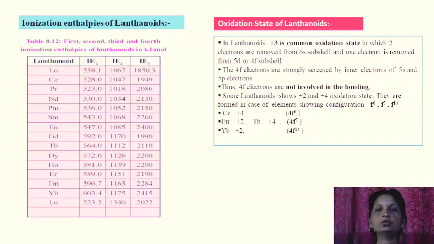They are formed in the case of elements which show 4f0, 4f7 and 4f14 outer electronic configuration. For example, cerium, which shows the +4 oxidation state, has the outer electronic configuration in the f shell, that is 4f, as 0. Europium and terbium show +2 and +4 oxidation states, which show 4f7 electrons. Ytterbium shows the +2 oxidation state, in which we see 4f14 outer electronic configuration.